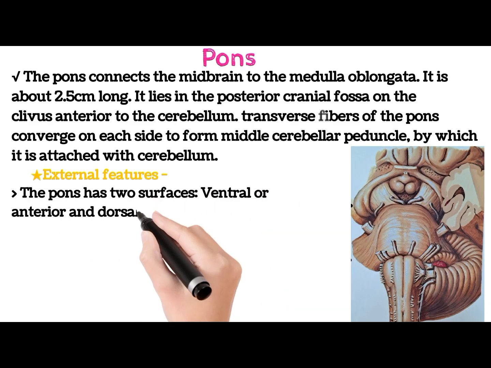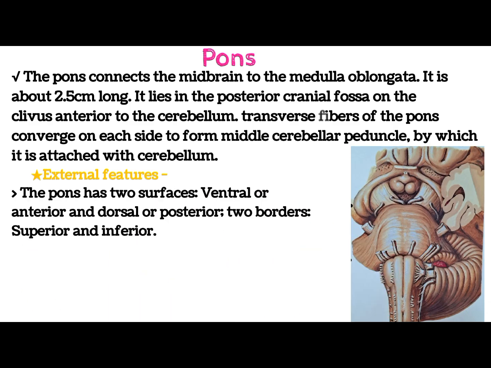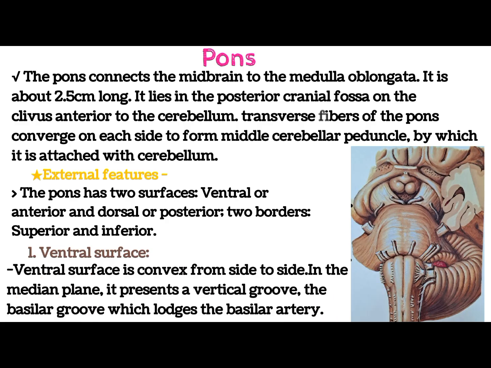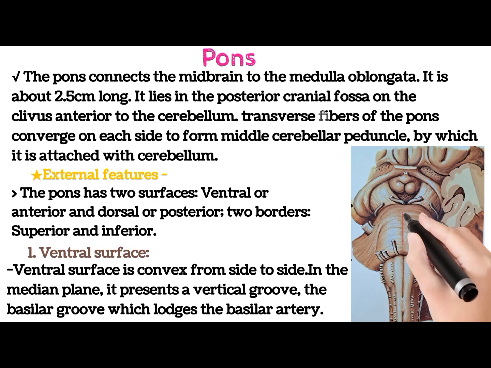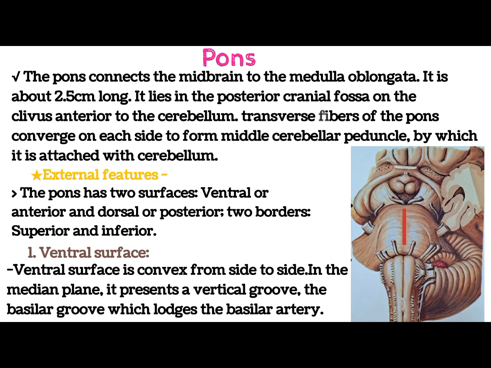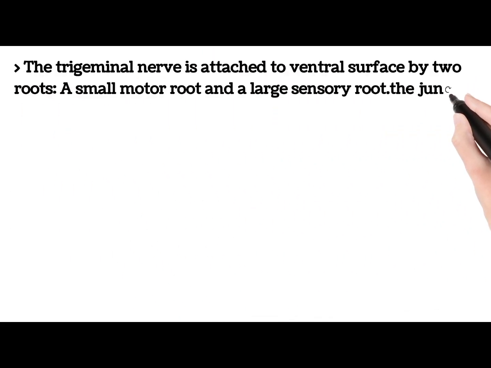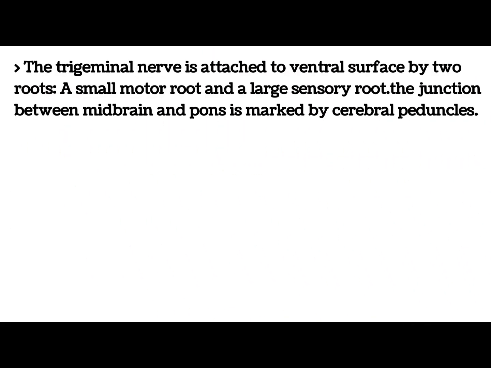The pons has two surfaces, ventral or anterior and dorsal or posterior, and two borders, superior and inferior border. Now the ventral surface. Ventral surface is convex from side to side. In the median plane, it presents a vertical groove, the basilar groove, which lodges the basilar artery. This is basilar groove. The trigeminal nerve is attached to ventral surface by two roots, a small motor root and a large sensory root.